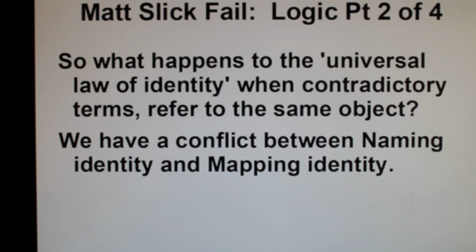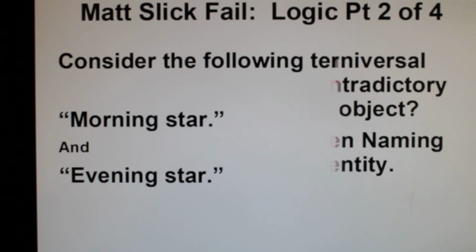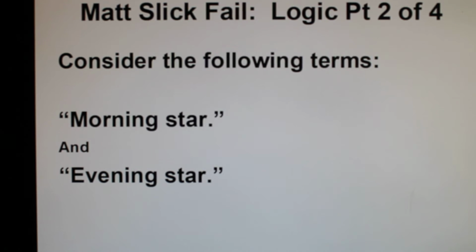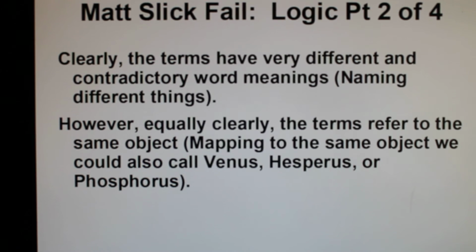So what happens to the universal law of identity when contradictory terms refer to the same object? We have a conflict between naming identity and mapping identity. Consider the following terms: morning star and evening star. Clearly, the terms have different and contradictory word meanings, naming different things. However, equally clearly, the terms refer to the same object, mapping to the same object, which we could call Venus, Hesperus, or Phosphorus.